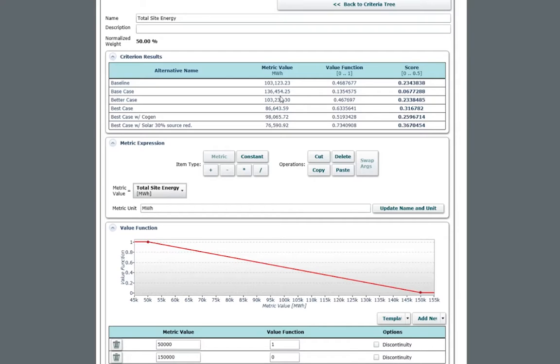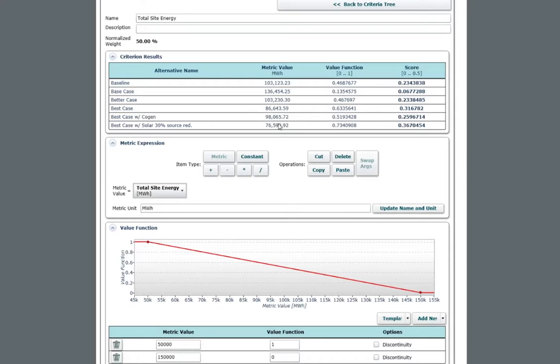It's not that we're building worse. We're building better, but our new building's better, but we also have more of them. So we're actually using more energy in this case. And then we see the better case, hey, it comes down, and our score looks like about the same as the baseline. Our best case drops down, score goes up.